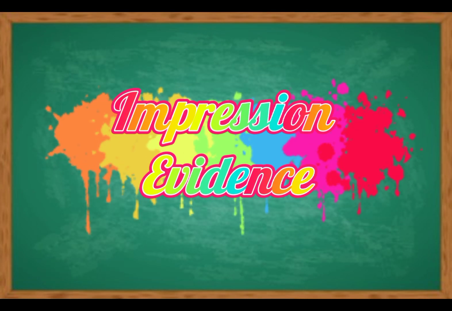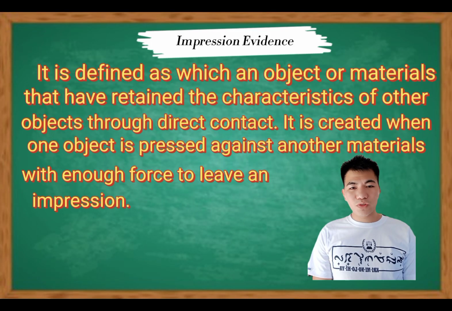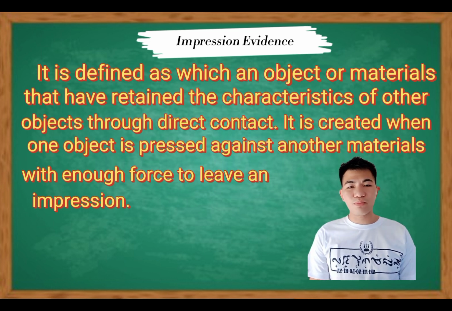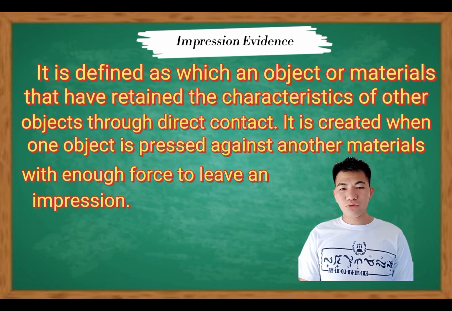What is impression evidence? It is defined as an object or material that has retained the characteristics of another object through direct contact. It is created when one object is pressed against another material with enough force to leave an impression. Impressions may be found in many different types of materials.